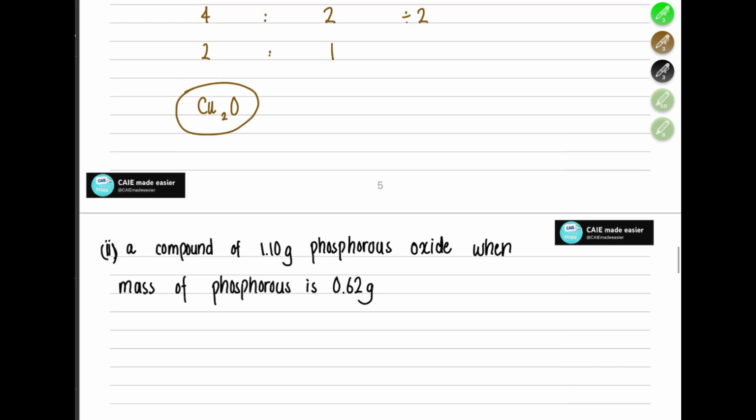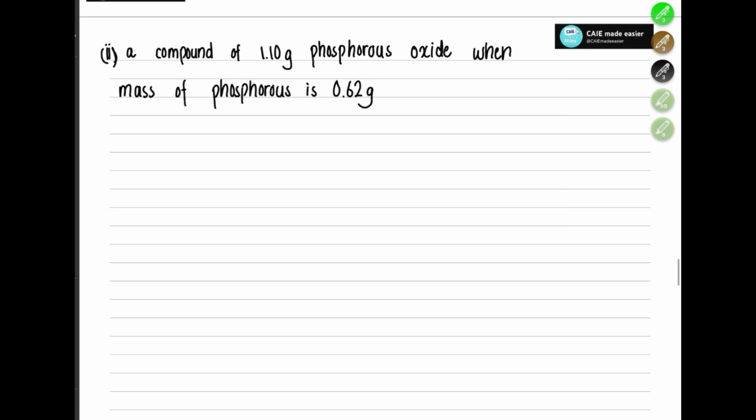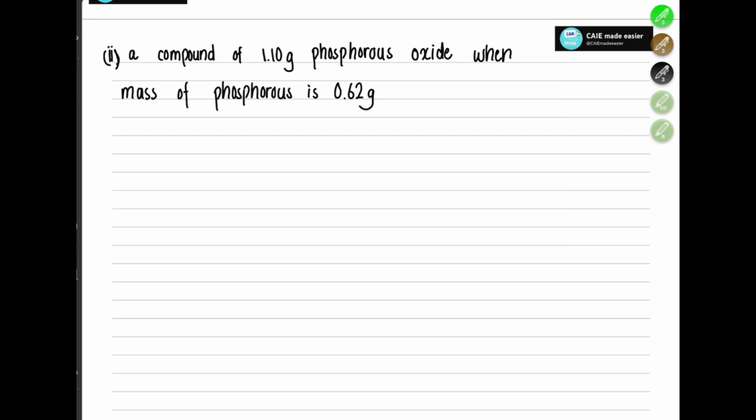Now I have another question. I want you to solve it. Pause for a minute and try to solve it. Calculate the empirical formula of a compound of phosphorus oxide whose mass is 1.10 grams when the mass of phosphorus is 0.62 grams. So phosphorus oxide, let's write the ratio. It's supposed to be phosphorus and oxygen.